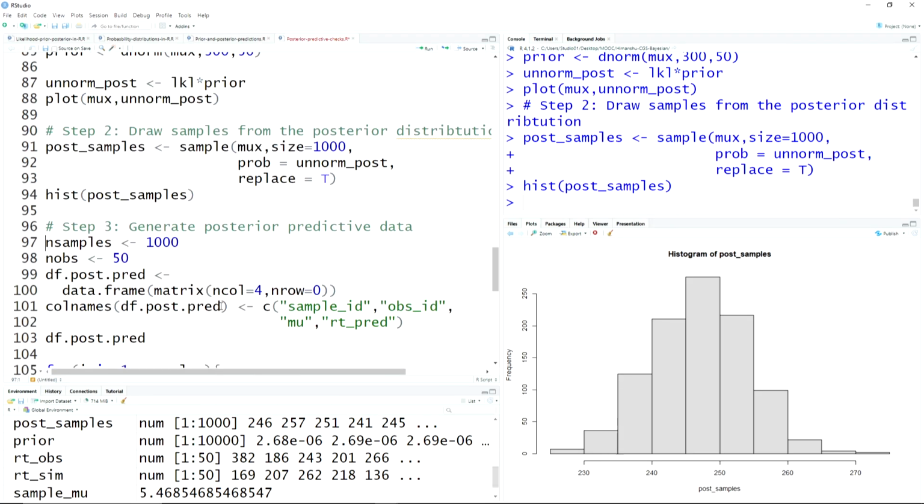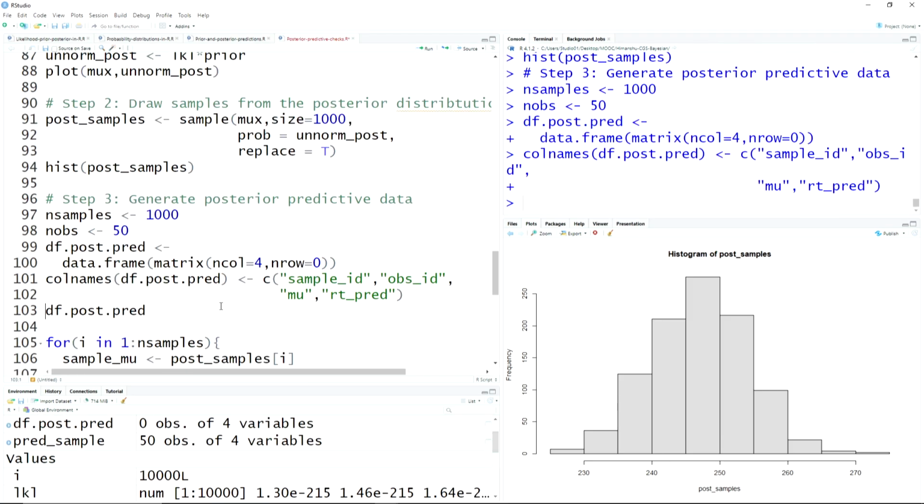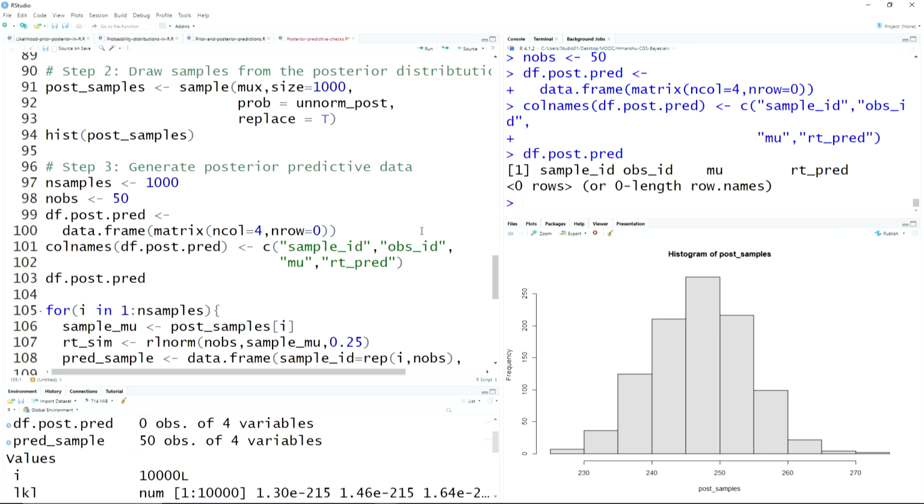Now let us generate posterior predictive data. So, we are following exactly the same process. The only thing that will change is our likelihood function here. So, rather than generating from log normal, we now generate from normal distribution, and this will be 50 here.